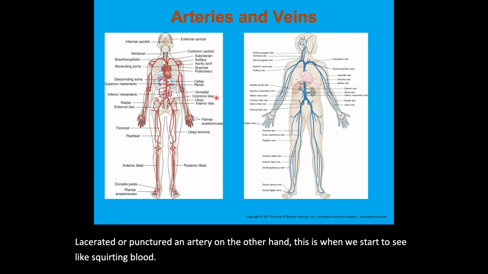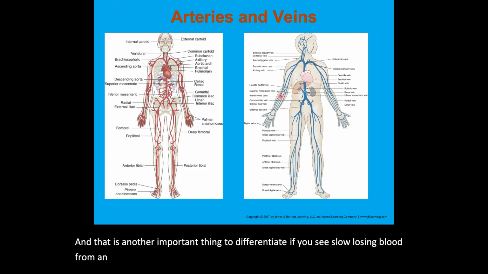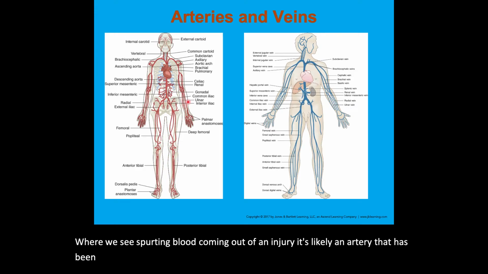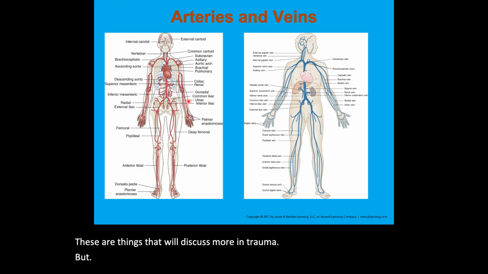And that is another important thing to differentiate. If you see slow oozing blood from an injury, it's likely veins that were damaged. Where we see spurting blood coming out of an injury, it's likely an artery that has been severed. And again, these are things that we'll discuss more in trauma, but just to start familiarizing yourself with that overall concept.